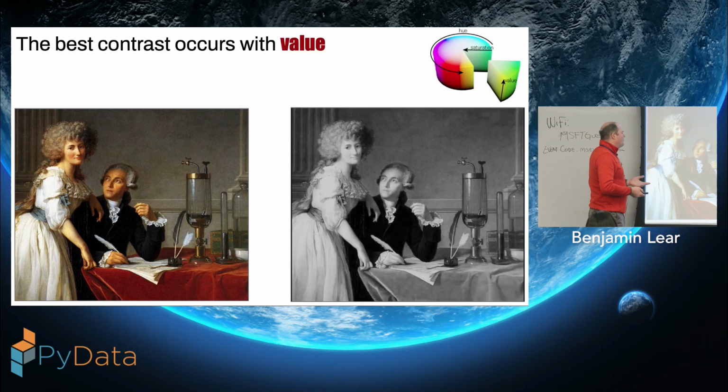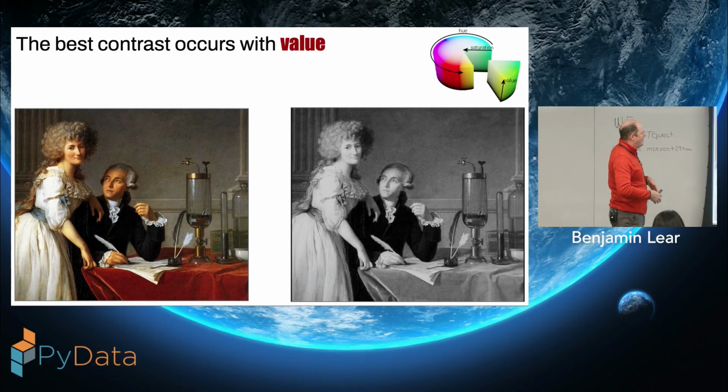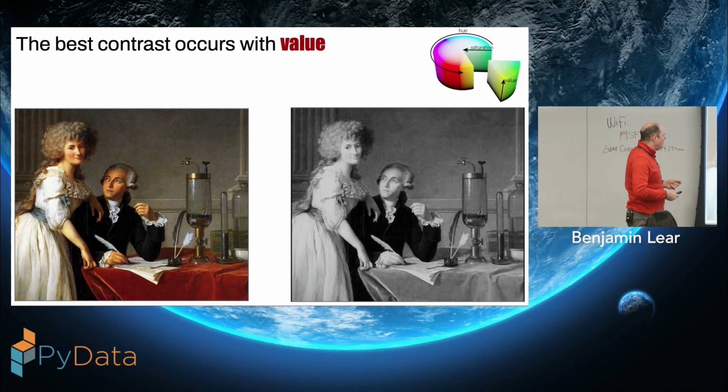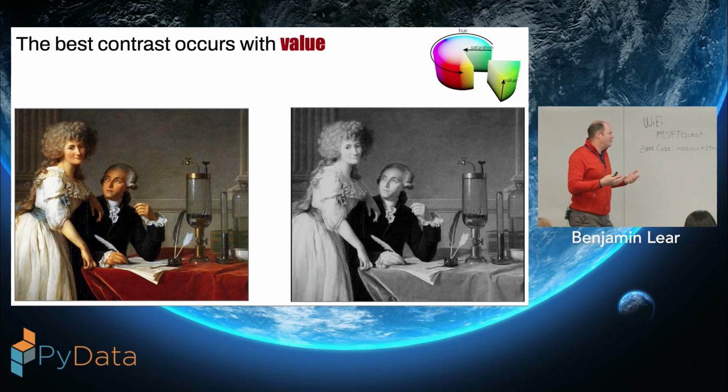But when I turn to value, I get something that starts to look a lot like a black and white photograph, right? And so our experience with seeing black and white photographs or black and white films is an indication, actually, that we're very good at interpreting differences in lightness or brightness, but not so much really hue.